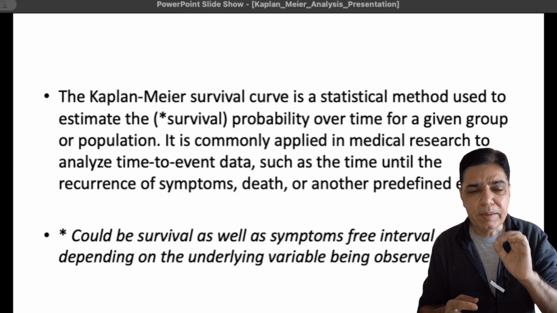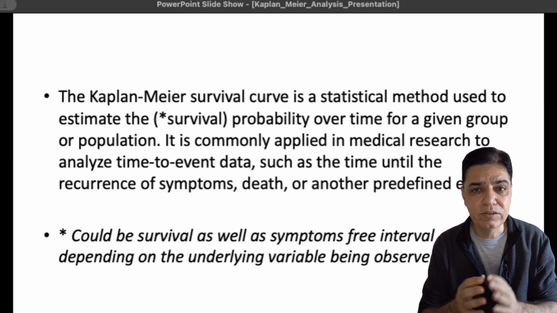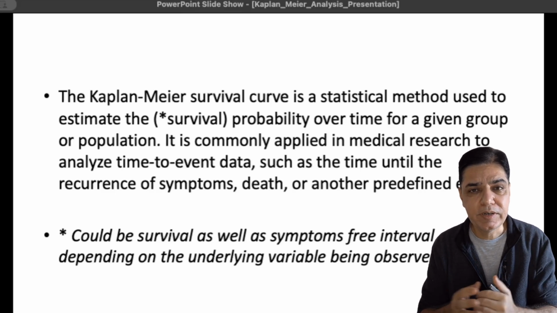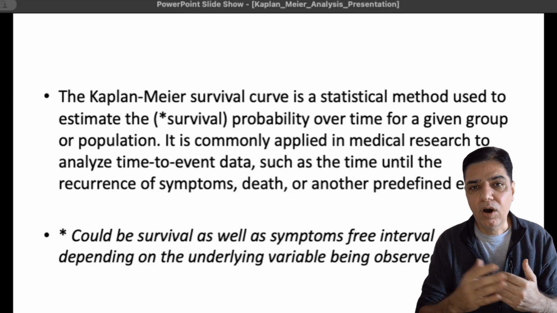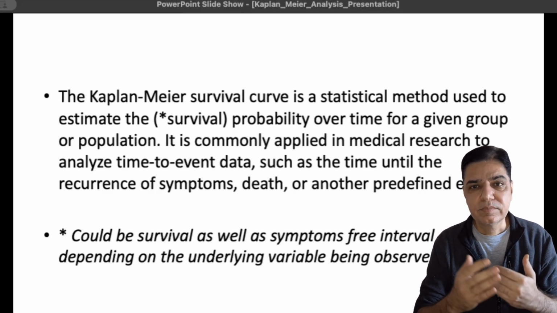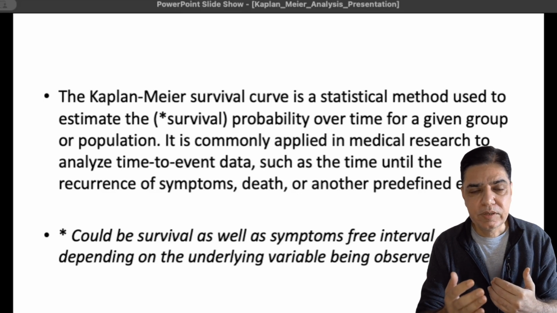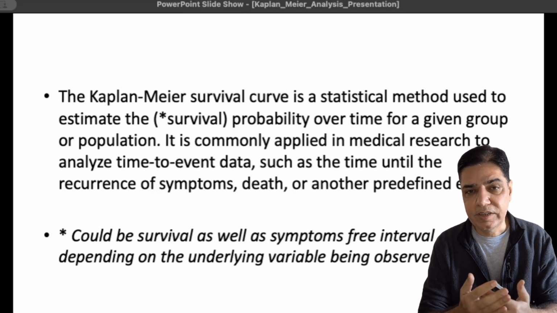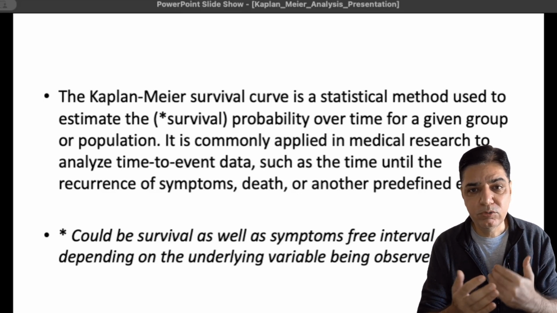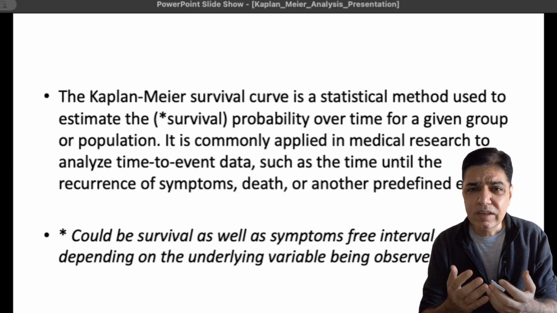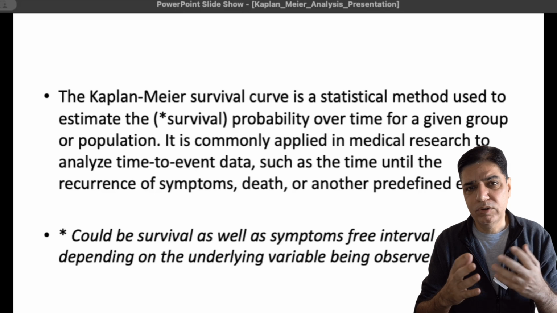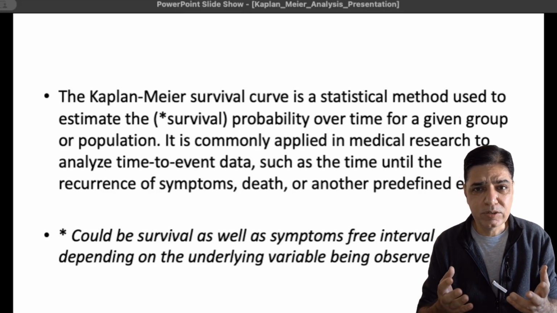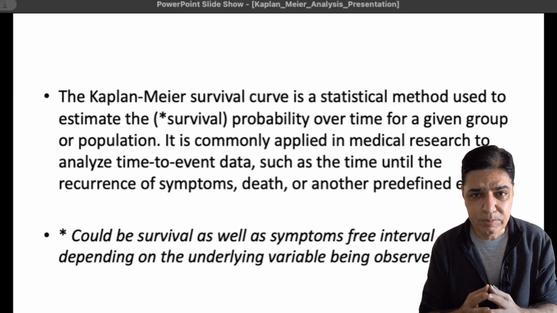Now, this method is commonly applied in medical research to analyze time to event data. So for example, we give some medication and we see for how long it has its efficacy till a child gets a recurrence of the symptoms, the child gets an acute exacerbation, or in certain cases death. That can also be an event, or you can use any other predefined event, which depends on the type of illness that is being considered.